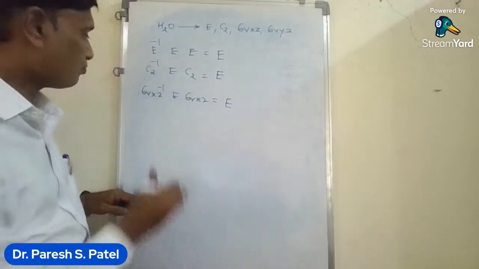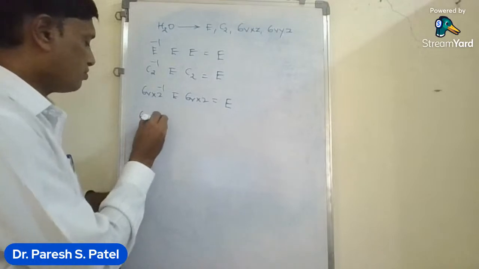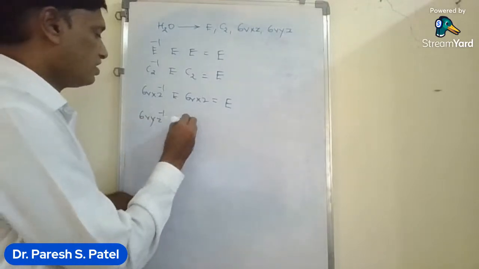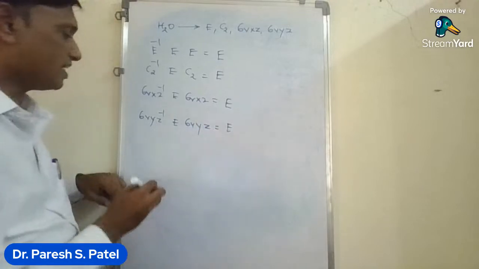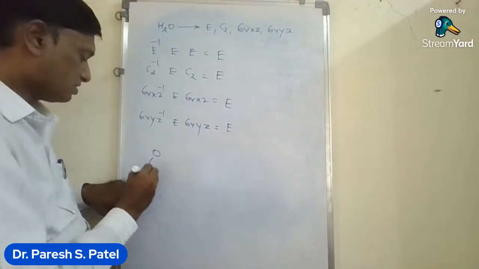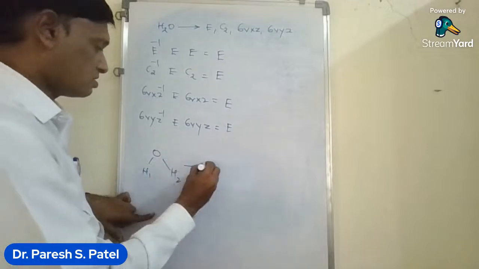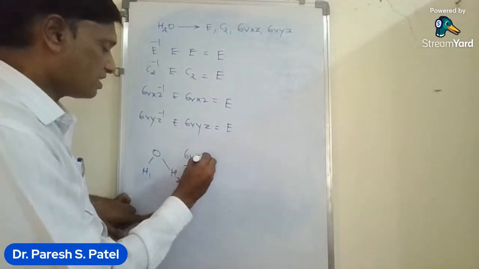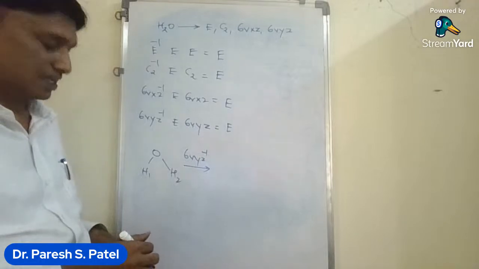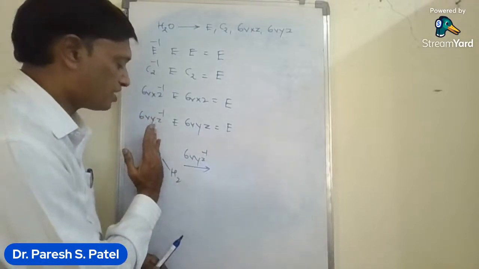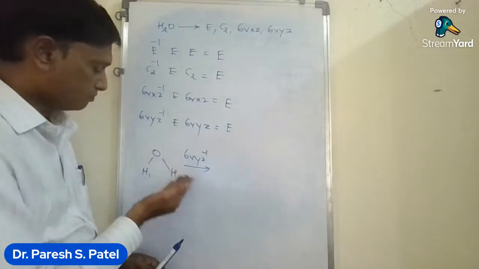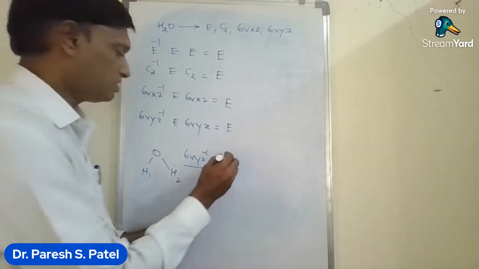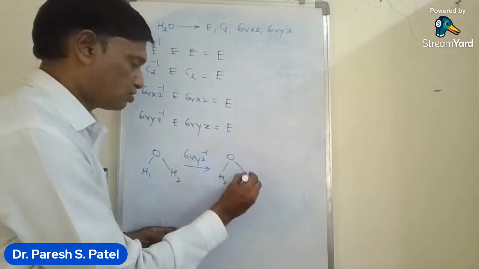Next, if you go for the sigma V yz inverse, A into sigma V yz is equal to identity. Why identity? If you operate sigma V yz inverse, sigma yz, it means we have to put a mirror over here. So there is a change in the position of hydrogens. It means H2 and H1.